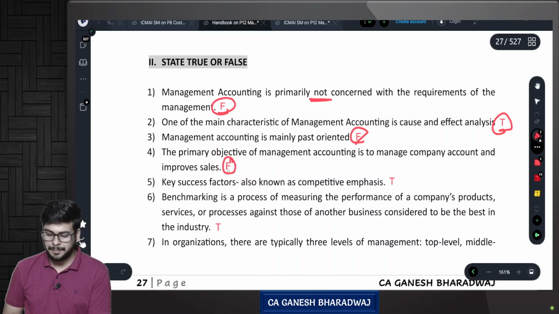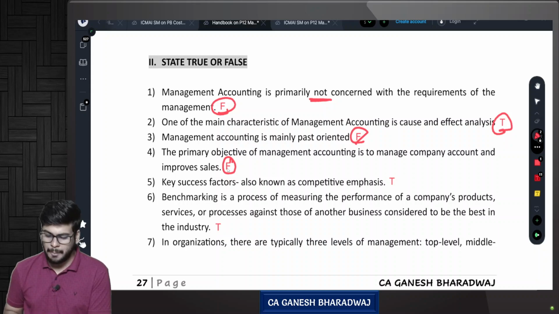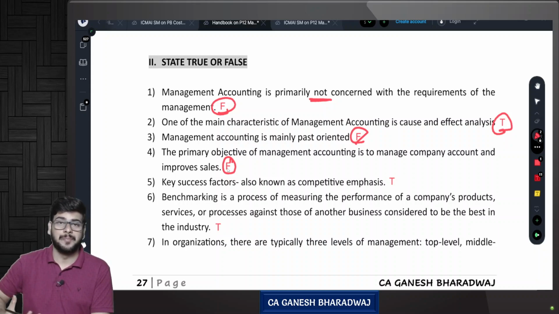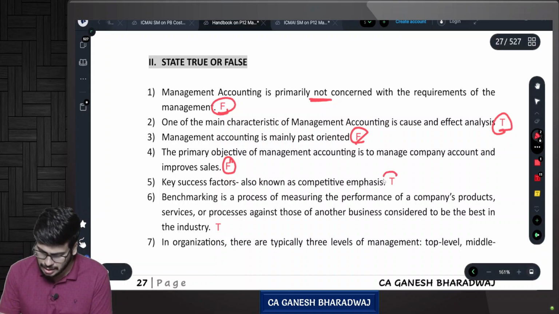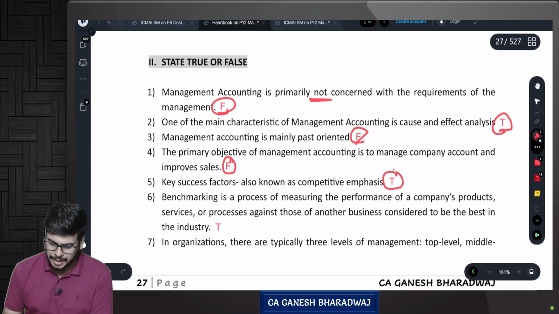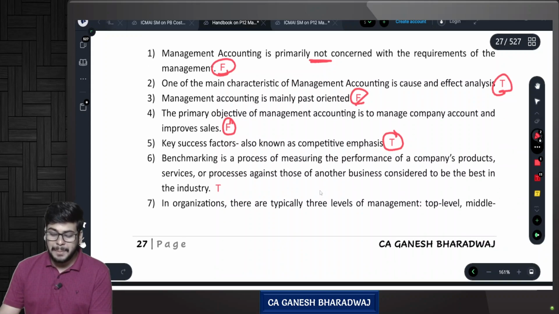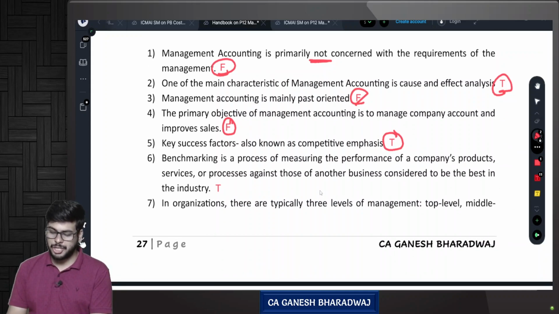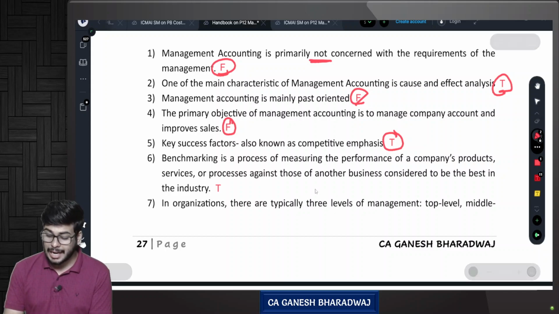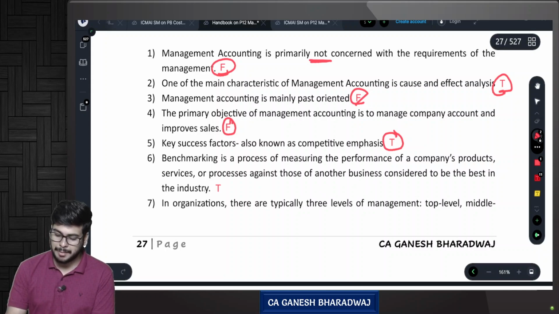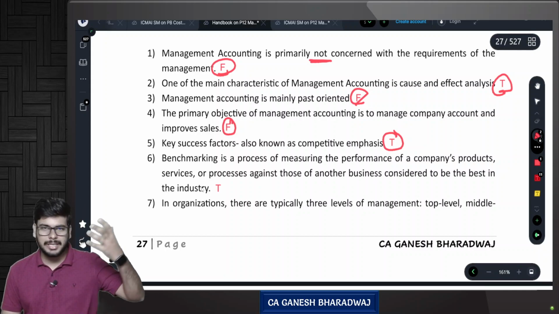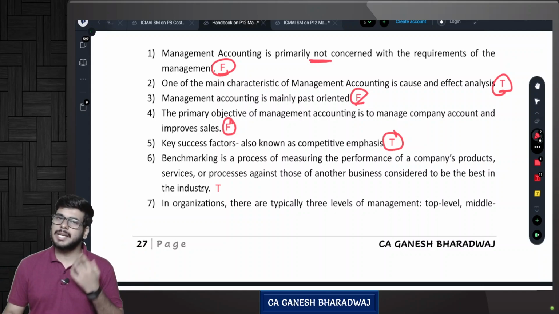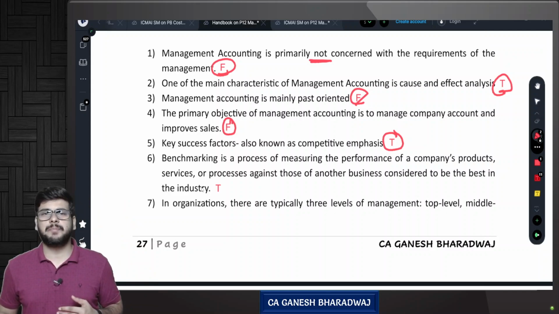Key success factor is also known as competitive analysis. Right now in the current era, it is about value creation and facing the competition. Yes, this seems true, so we will put it as true. Key success factors, also known as competitive analysis. Yes, true. Benchmarking is a process of measuring the performance of a company's product or services or processes against those of another business considered to be the best in the industry. Now, this benchmarking, we didn't see it anywhere in this chapter 1, but there is a separate area for benchmarking. We will see that. What do you mean by benchmarking?